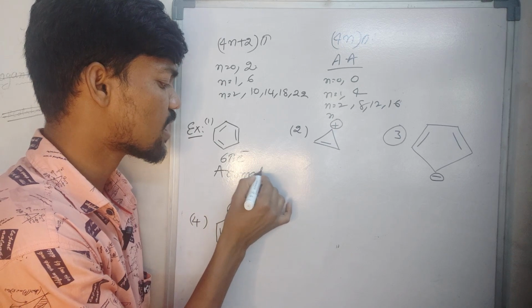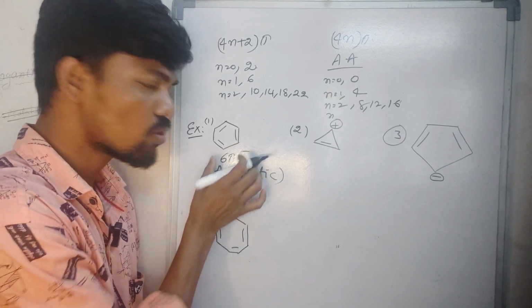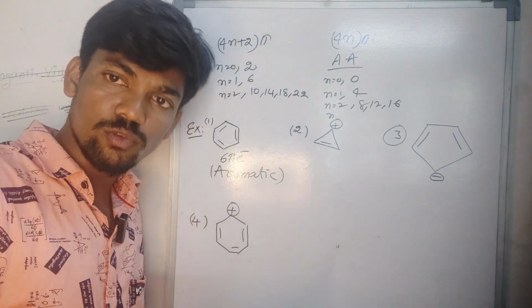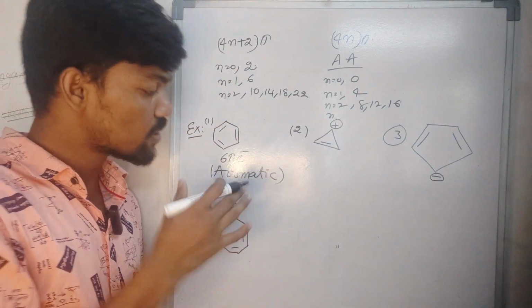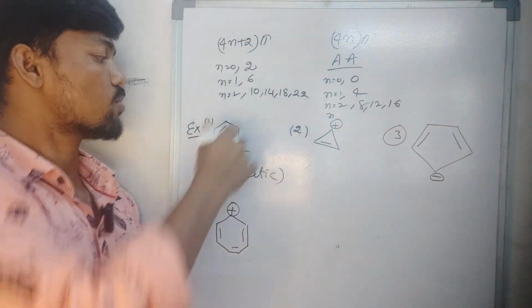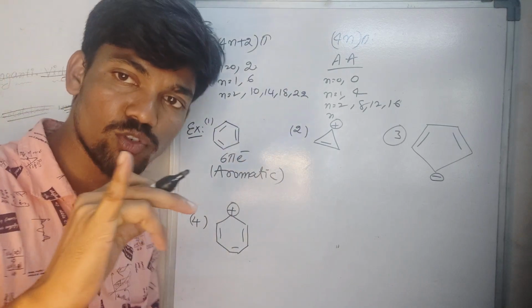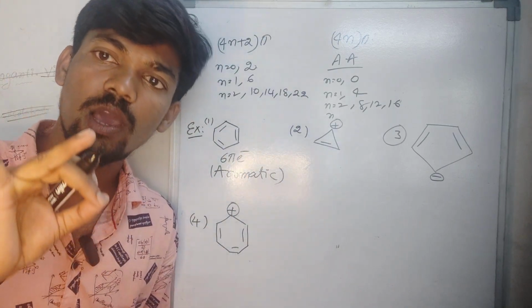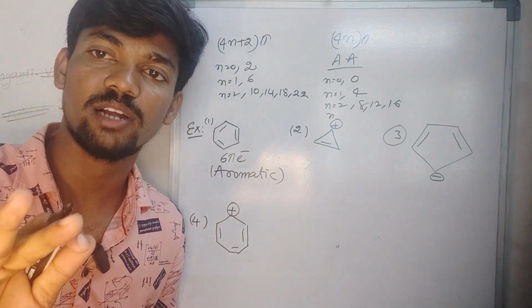Before calling a compound aromatic, don't go only by seeing the electrons. First you have to go through the complete set of features. First one should be cyclic. Second one should be planar. Third one should be complete conjugation.